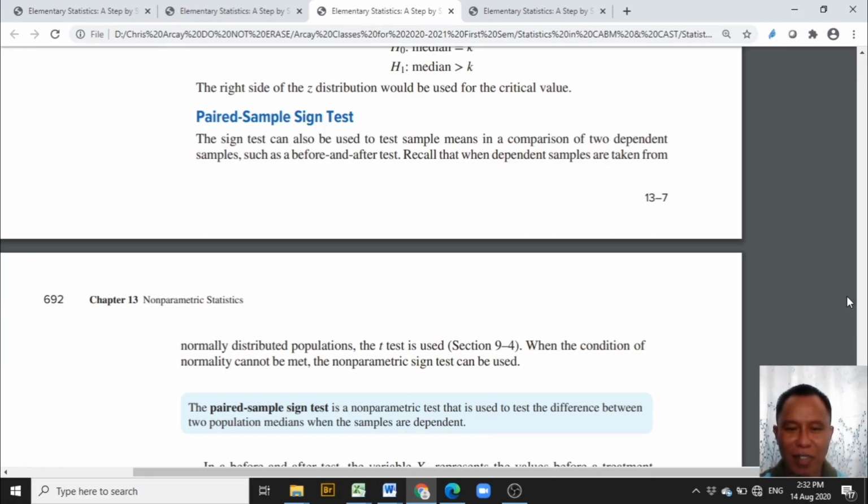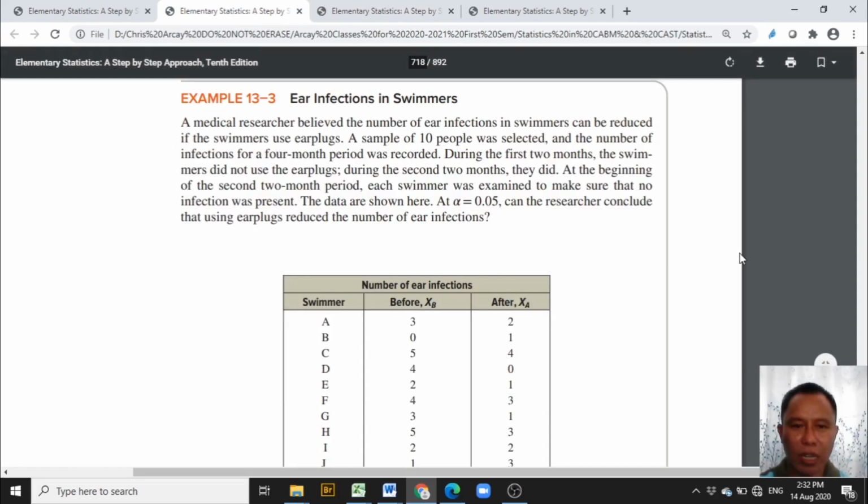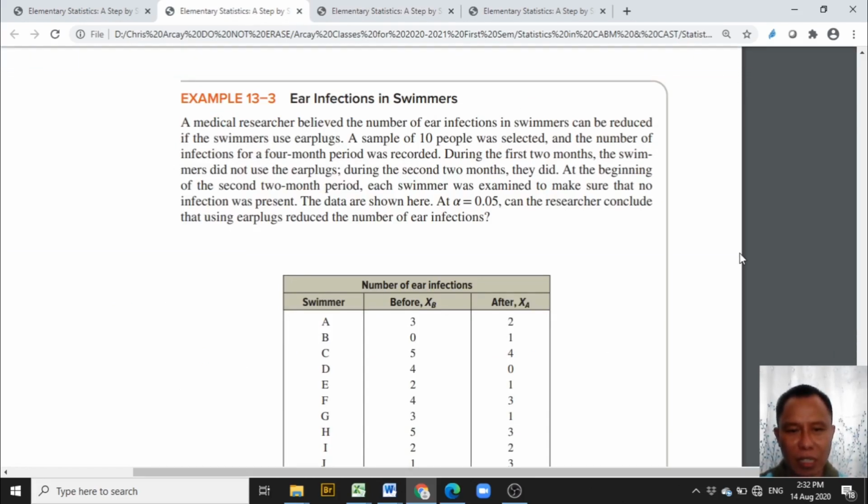The paired sample sign test is a nonparametric test that is used to test the difference between two population medians when the samples are dependent. We will now be using the textbook entitled Elementary Statistics, a Step-by-Step Approach by Allan Bluman, copyrighted 2018, in his example 13-3 entitled Ear Infections in Swimmers.